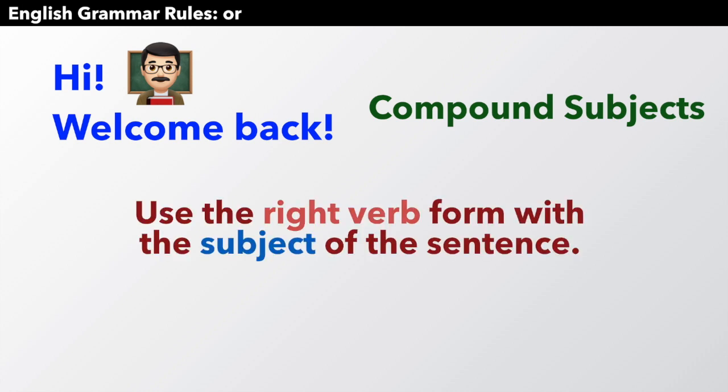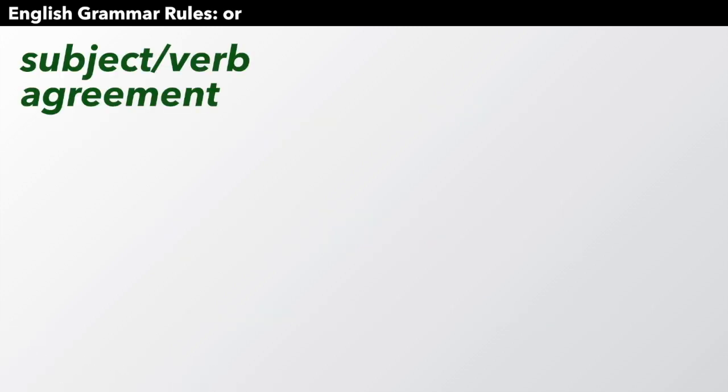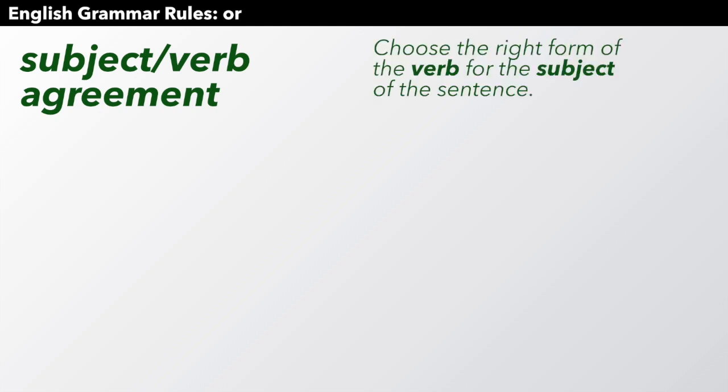It's not always easy to use the right verb form with the subject of the sentence. Today we're looking at compound subjects joined together by the word or. For an example of what I mean by subject-verb agreement, you need to choose the right form of the verb for the subject of the sentence.